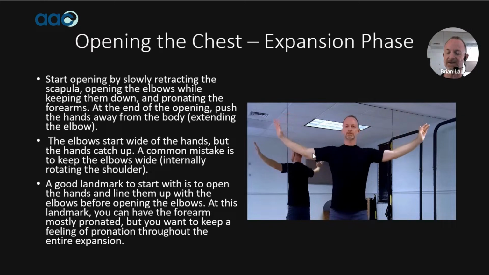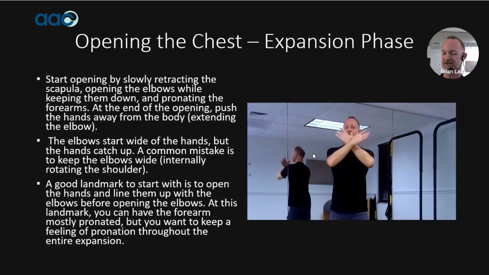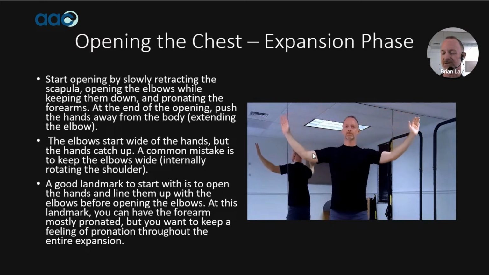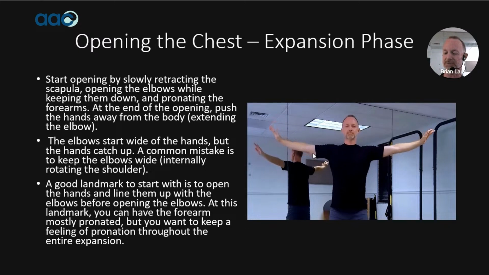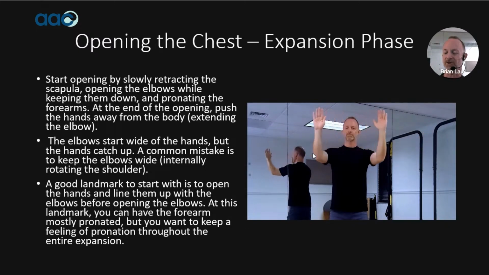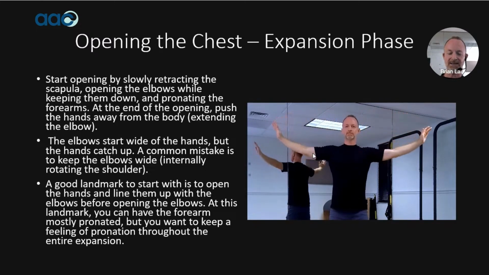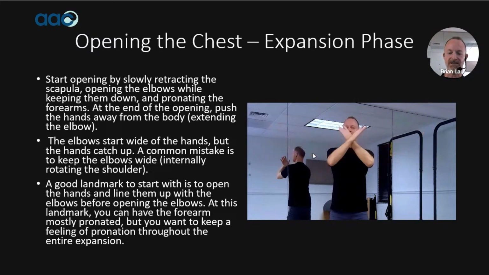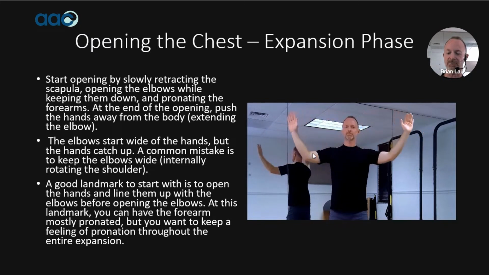So this is the expansive phase. I'm starting to stretch the biceps. I'm opening the chest by retracting the shoulders in the back, which creates more space in my chest, creates more volume in that whole thoracic cavity. So let's look at the compressive phase of the movement.